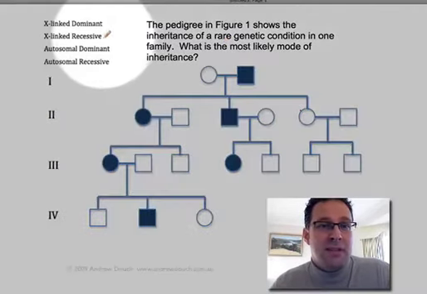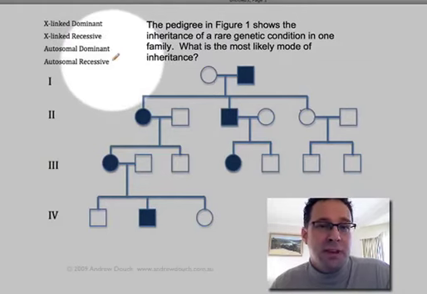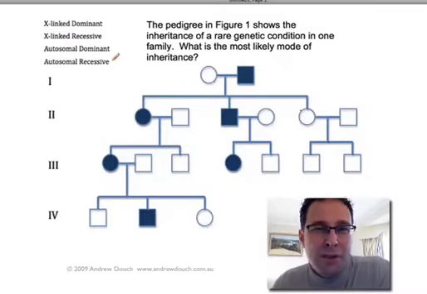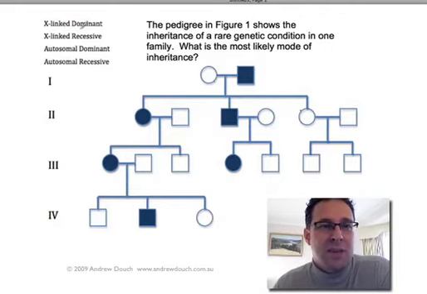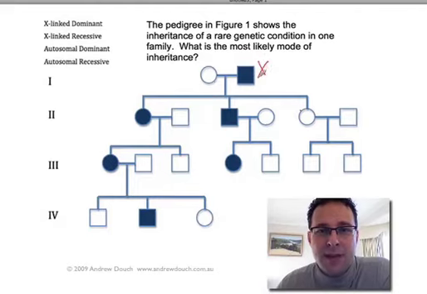And just like before, we're going to take each of the four possible modes of inheritance and use them as a sort of hypothesis, and try to disprove each one in turn. So let's start with X-linked dominant. If this is an X-linked dominant trait, then a man who has it, he only has one X chromosome, he must have the allele for that dominant trait on his one X chromosome.